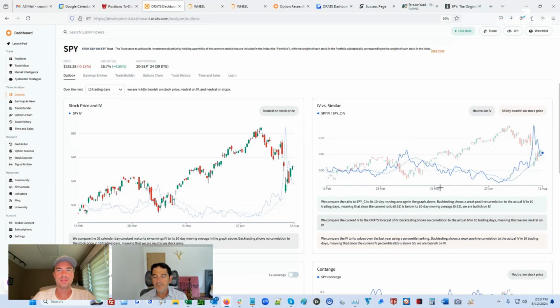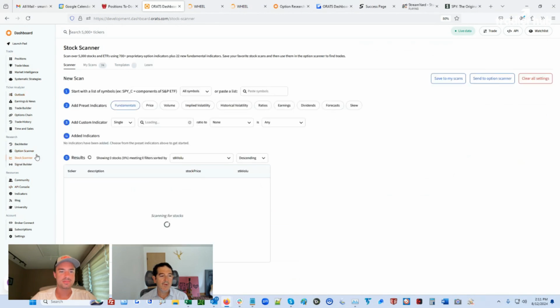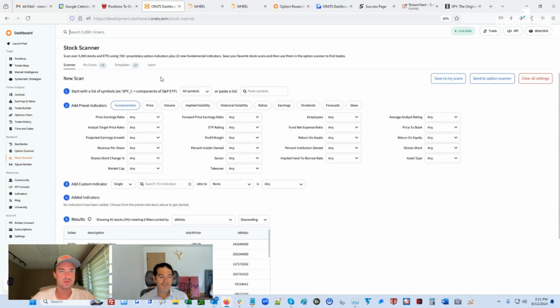Nice. One thing I want to talk about, I think this is how we can find a trade for this week. Now that we've sort of visualized that graph and seen it in the Outlook tab, we can use these indicators in the stock scanner. Right. And that, I think, is one of the most powerful use cases of this, because you can compare any indicator to its component ETF.